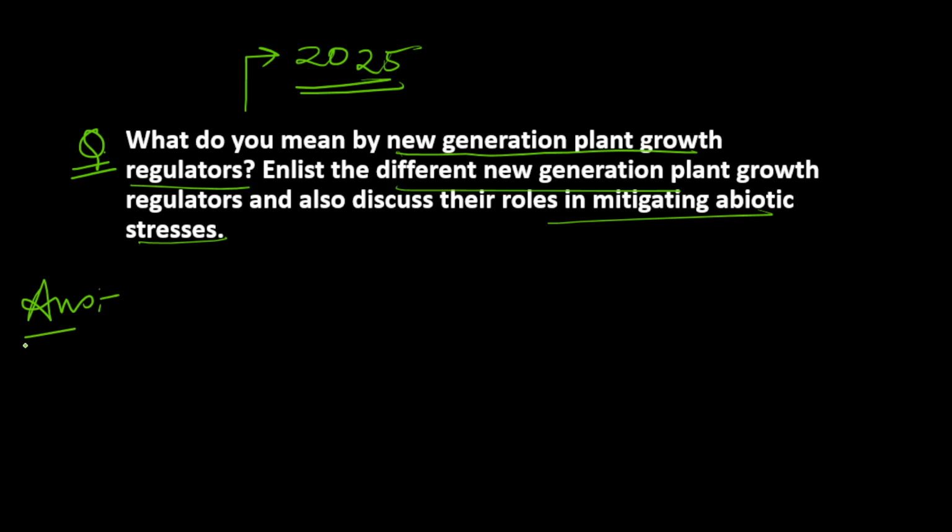You can divide the question in three parts. In the first part we have to define or write some properties of new generation plant growth regulators. In the second part we have to enlist 5-6 new generation plant growth regulators, and then we have to discuss their roles in mitigating abiotic stresses. So you can divide the question in three parts. So let's see how we can approach the answer.